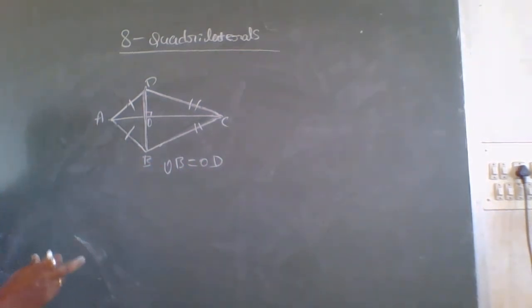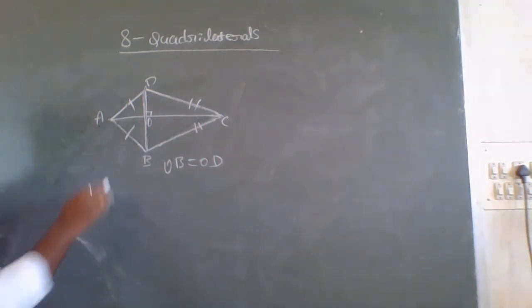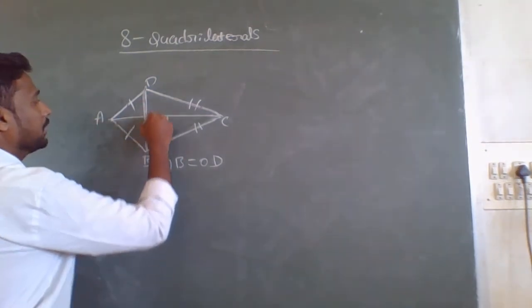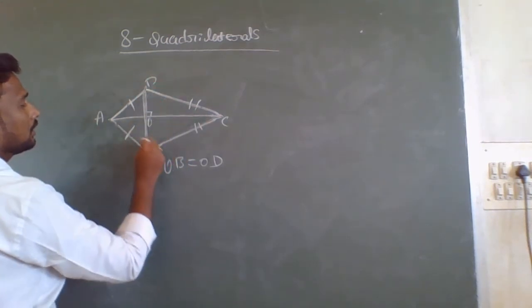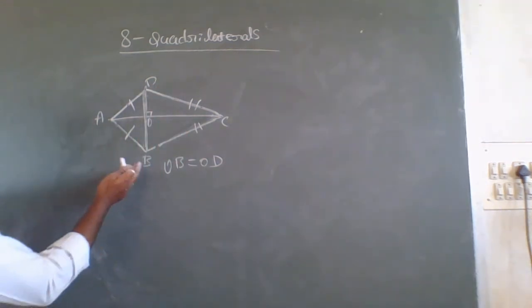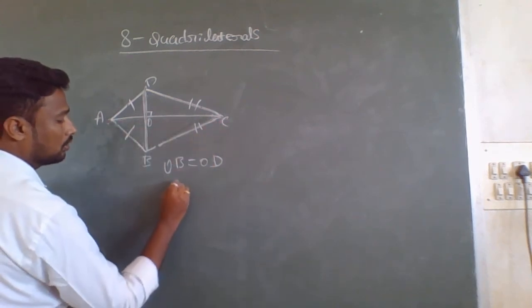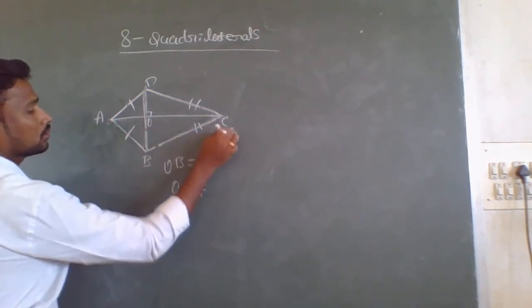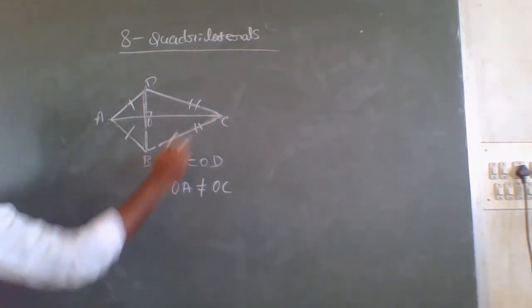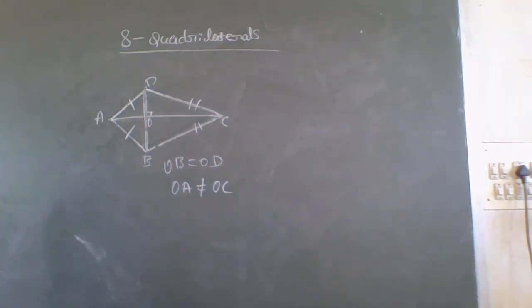And another important thing you should remember: only one diagonal, here AC, bisects the other diagonal, BD. BD is divided into two equal parts, meaning OB is equal to OD. But BD is not bisecting AC. OA is not equal to OC, because BD cannot bisect AC. Therefore, only one diagonal bisects the other diagonal.